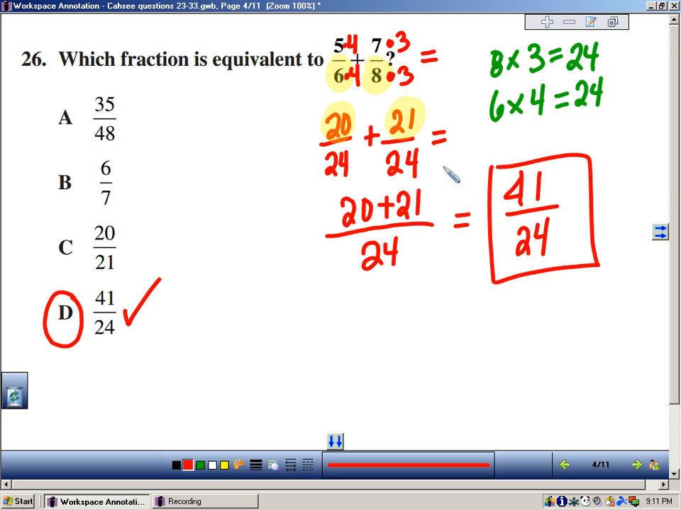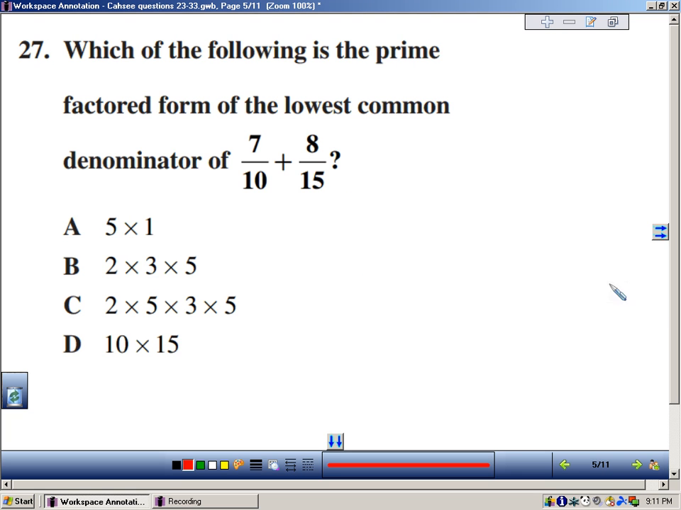Another question on the CAHSEE test. Okay, I remember doing this one in class too. Let's see if you remember how to do it. So hopefully we can pause videos and give you an opportunity to work some of these out and then watch me work them out, okay?